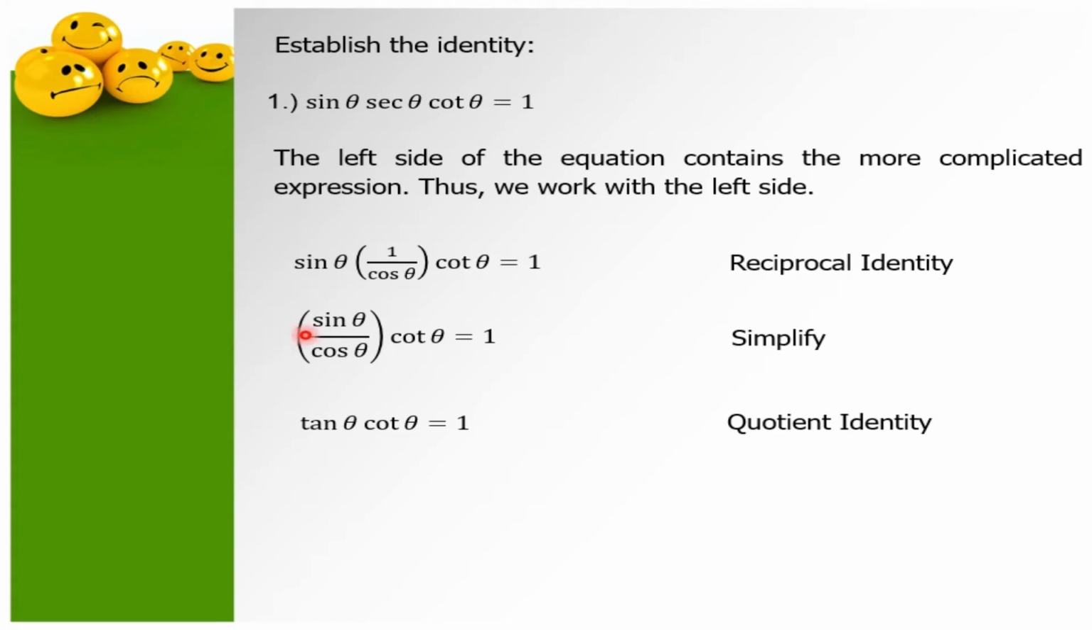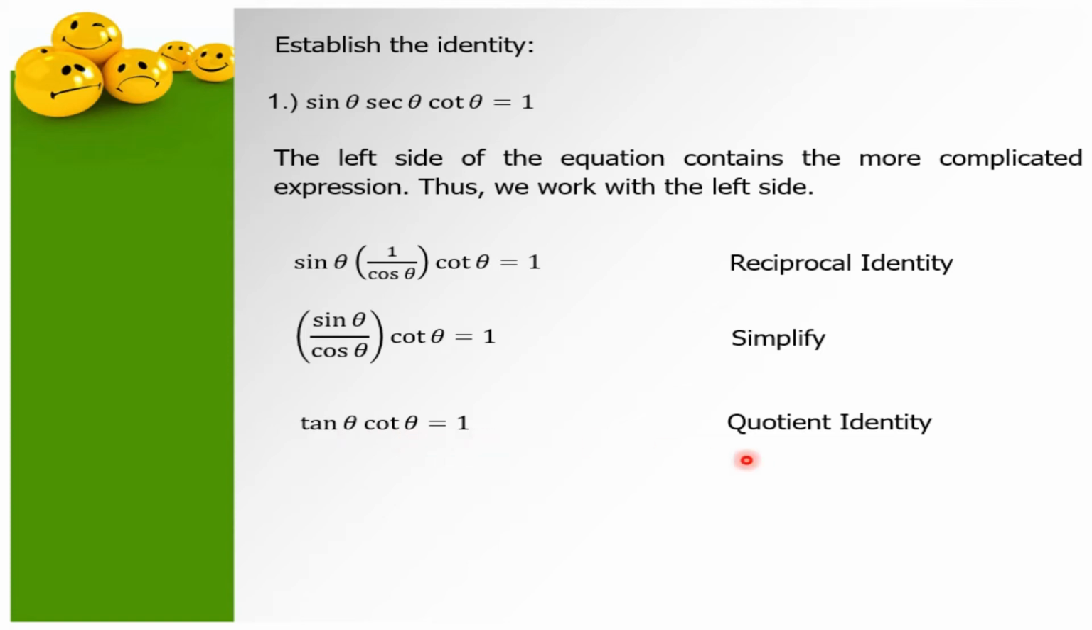Alam na po natin na sine theta over cosine theta is equal to tangent theta. So, yung ginawa natin is nag-substitute tayo ng tangent theta sa sine theta over cosine theta by using the quotient identity. Okay, so eto na po yung ating equation. So, take note ha, yung left side is gagawin nating 1 which is identical to the right side of the equation.